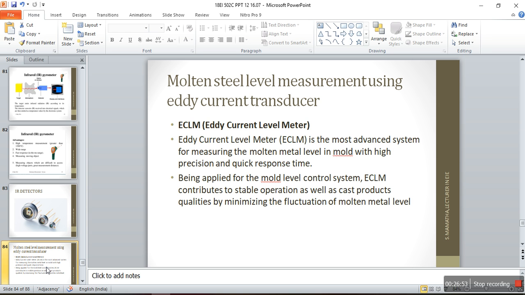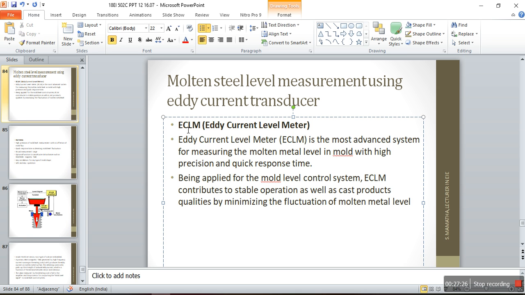So here we will be having molten steel. In the steel industry, we have to monitor what is the molten steel level in the blast furnace or basic oxygen furnace, or in the continuous casting also. In the continuous casting unit we have to frequently measure the steel level. So, steel level measurement using an eddy current transducer.